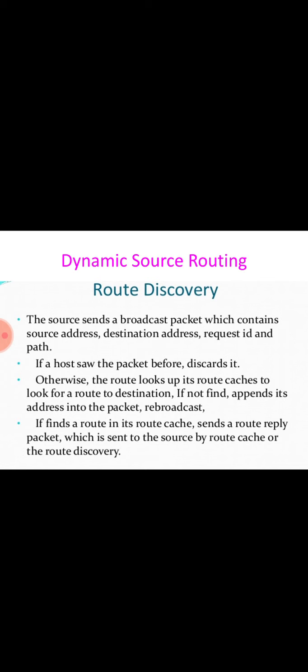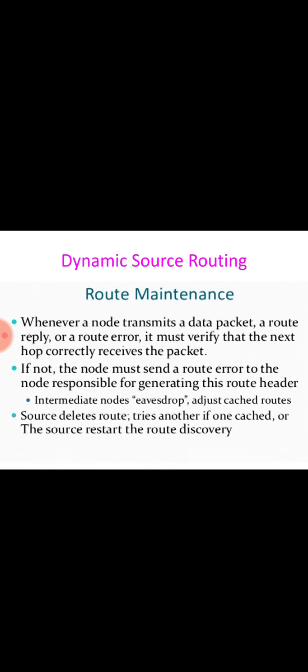In dynamic source routing, the source sends a broadcast packet which contains a source address, destination address, request ID and path. If the host saw a packet before, it discards it. Otherwise, the host looks into its route cache to look for a route to the destination. If it doesn't find one, it appends its address into the packet and then rebroadcasts it. The route should be maintained, that is, whenever a node transmits a data packet or route reply or route error, it must verify that the next hop correctly receives the packet.